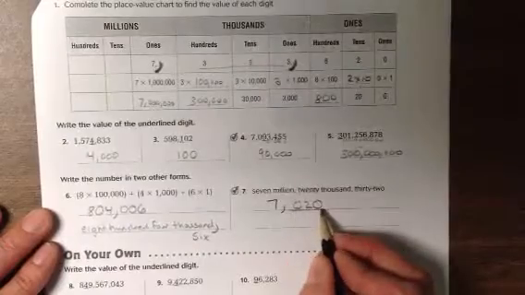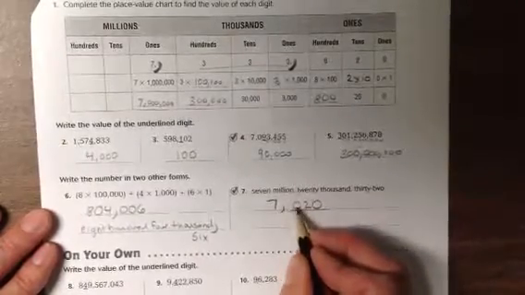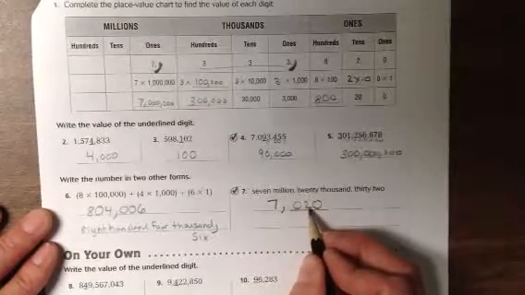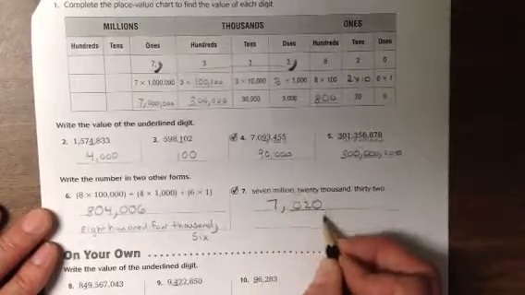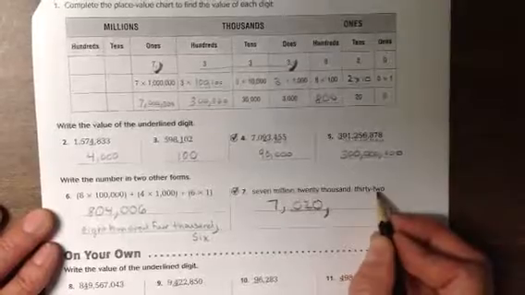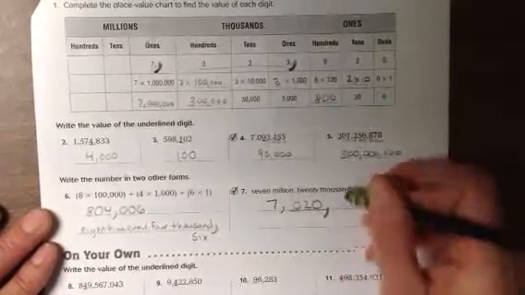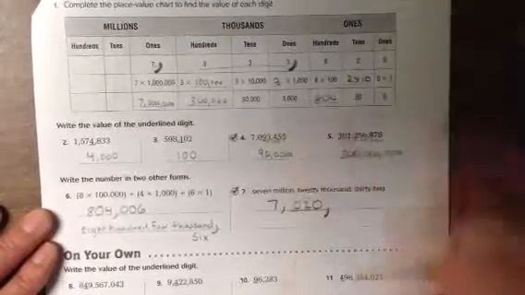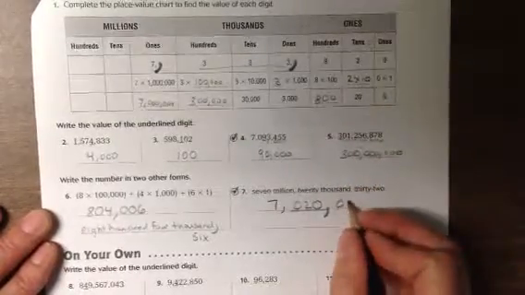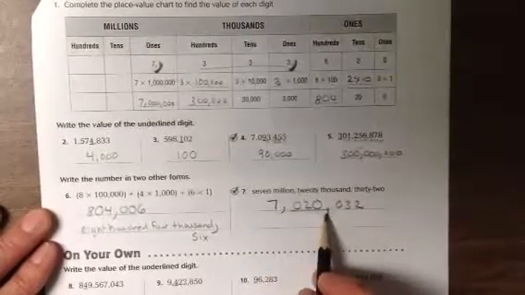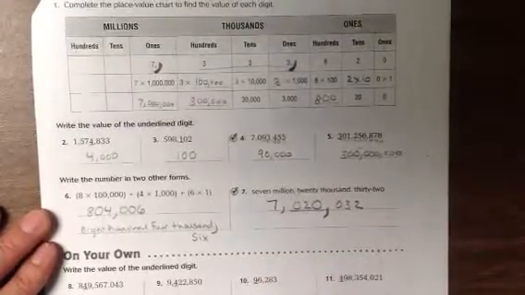So this is how I'd write 20,000. If I put the 2 right there, that would be 200,000. So I know my 2 is in my 10,000s place. 20,000, comma, 32. Same thing. We don't want to do this. We don't want to do 320. We need to do 32. So 7,020,032.